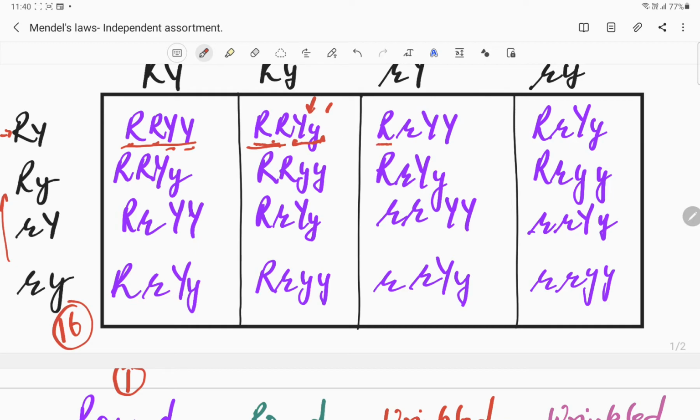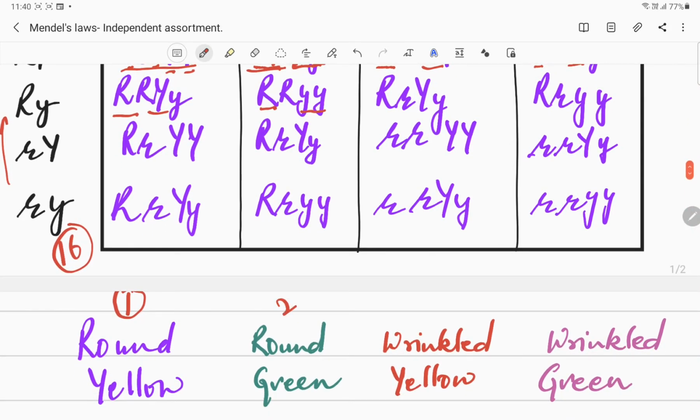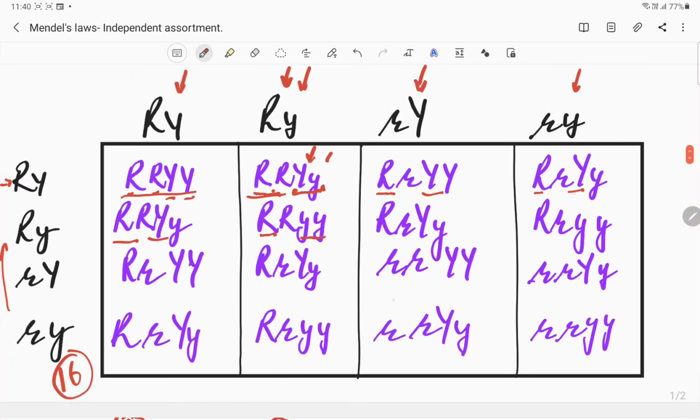In this third case, again round yellow seeds. Fourth case, round yellow seeds. Fifth case, round yellow seeds. Sixth case, round and green. So this is the second phenotype. We get the second type of phenotype, the round and green seeds, which are now seen.